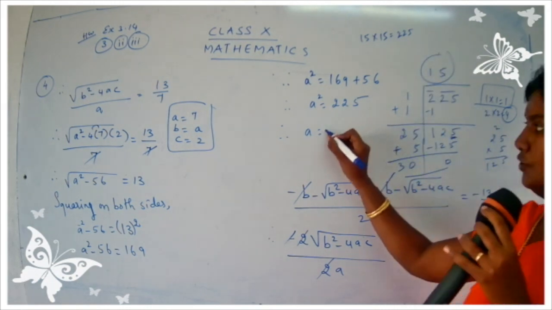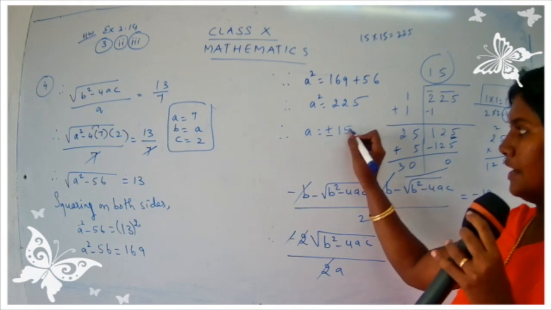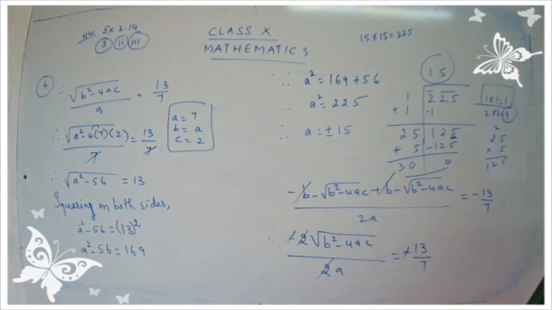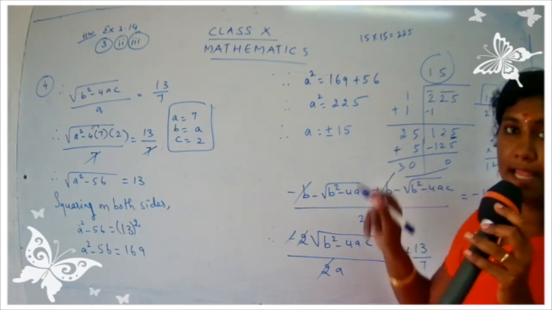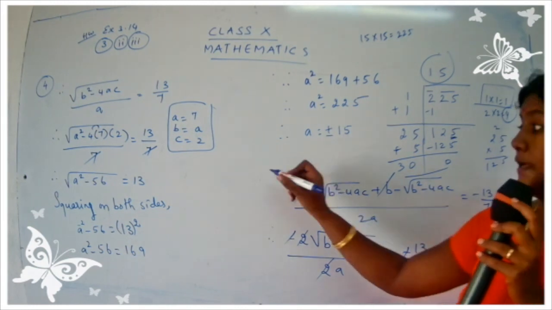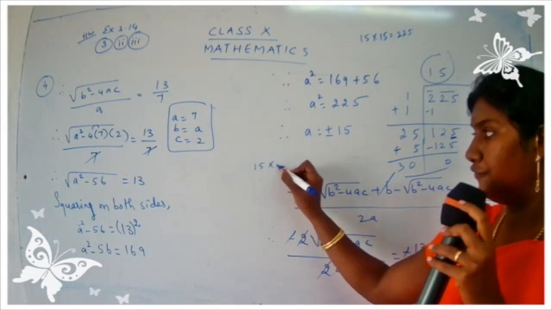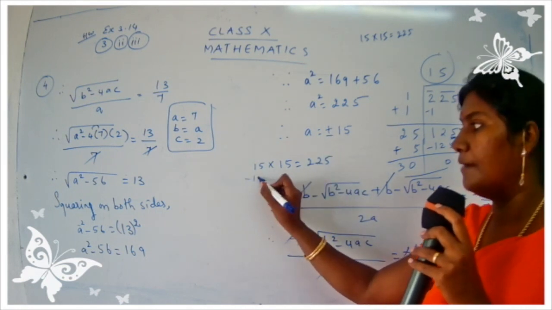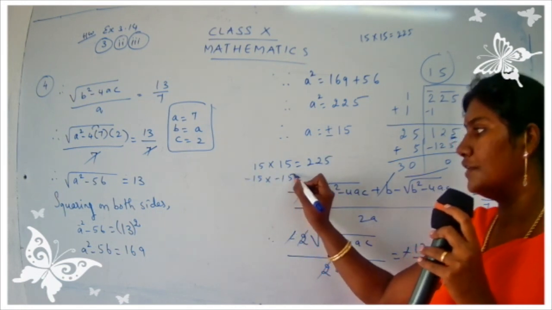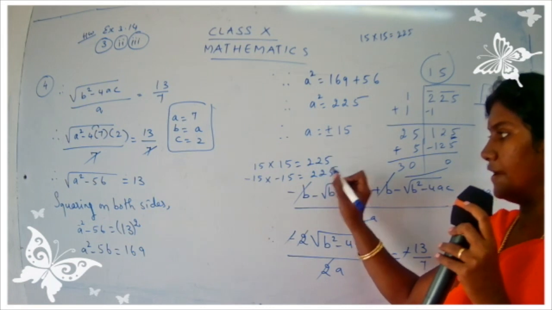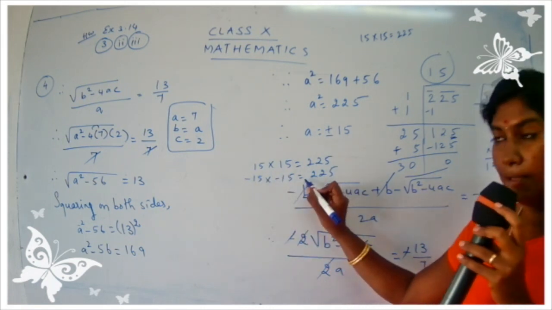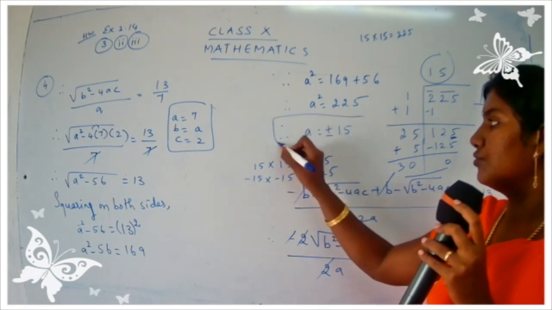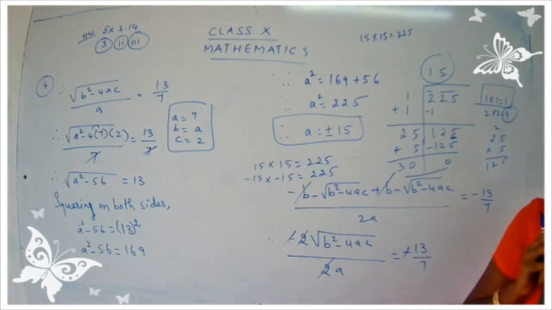So whenever you are writing the answer, you have to write down plus minus 15. Already I have explained to you why we are using plus minus 15. Because 15 into 15 is also 225. At the same time, minus 15 into minus 15 is also 225. Minus minus will turn to be plus. So be careful to write down plus minus 15.